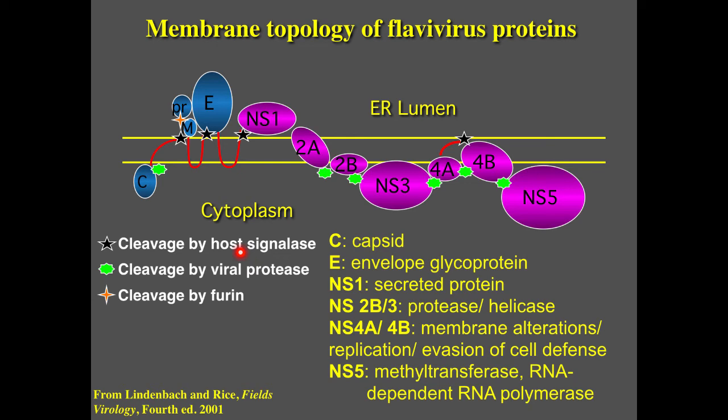The furin protease is another cellular protease. That's what happens in the very late process as the virus is being produced and is just about to be released from the cell. The NS5 protein here is the main one. It does just what the products of RNA1 and RNA2 in those cucumber mosaic viruses do. Methyl transferase, which does what? Makes a cap, and RNA-dependent RNA polymerase.